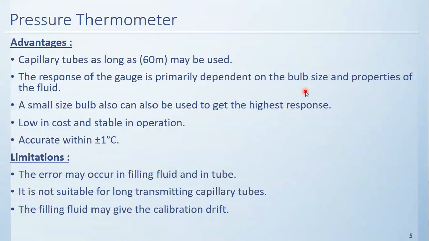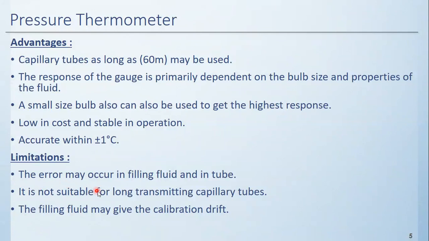So these are the advantages and limitations. A long capillary tube may be used. The small size of the bulb is used to get the highest response. The main advantage is low cost and stable operation, and it has a high accuracy, with a maximum of plus or minus 1 degree Celsius.